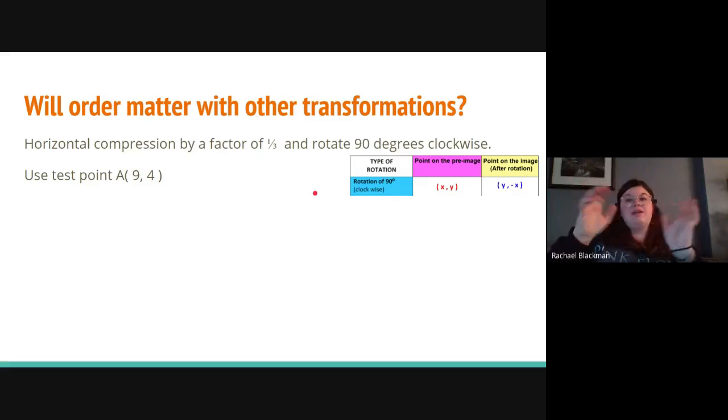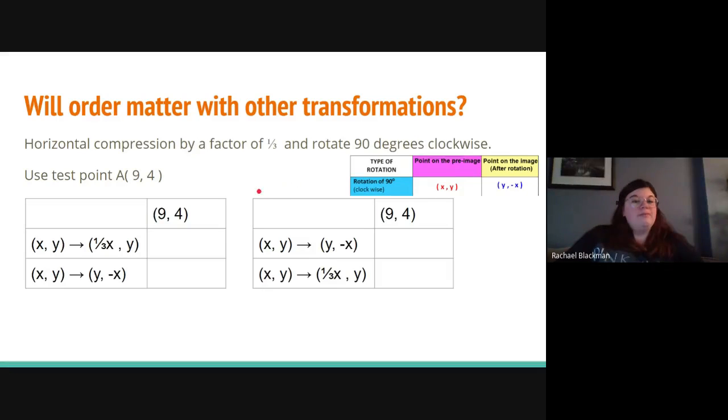Or we'll rotate 90 degrees clockwise first, and then do our horizontal compression by a factor of 1/3. I've got a test point, 9, 4. Let's see what happens. Will the order here matter?